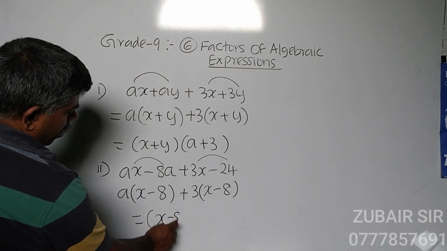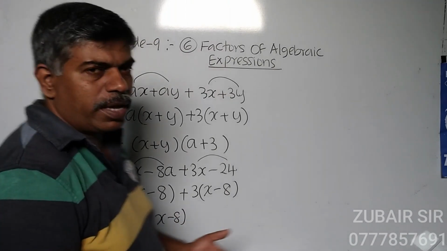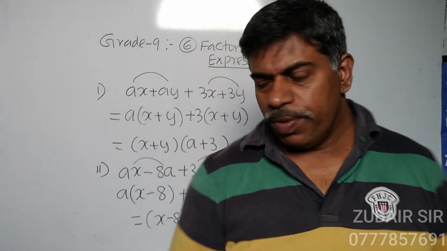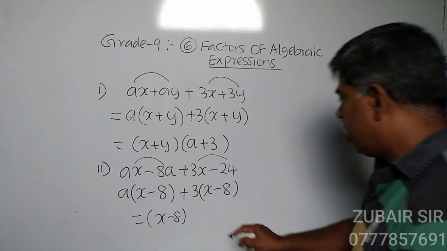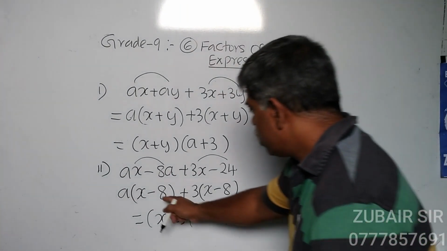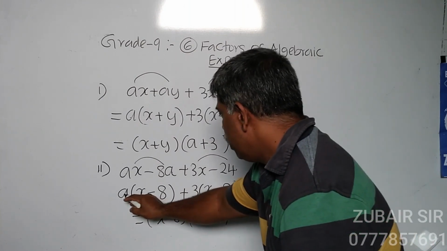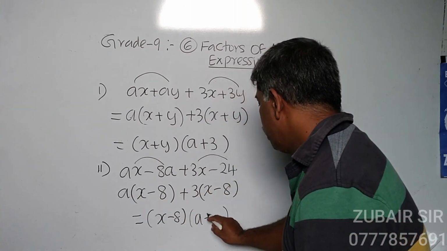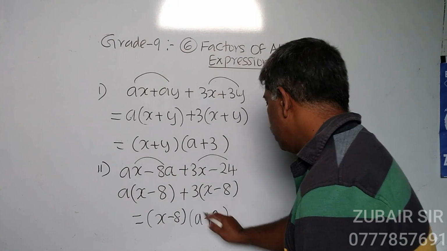When you separate the x minus 8, both are having x minus 8. So we'll take the x minus 8 as the common one and write the remainders into another bracket. Then when you separate x minus 8, here the remainder a, here the remainder 3. Then a plus 3.